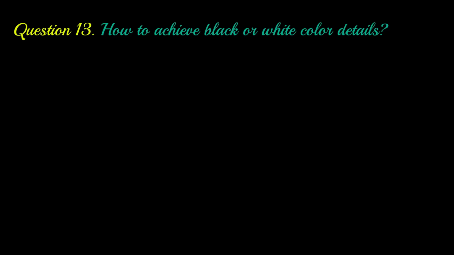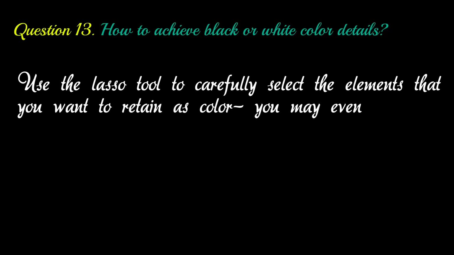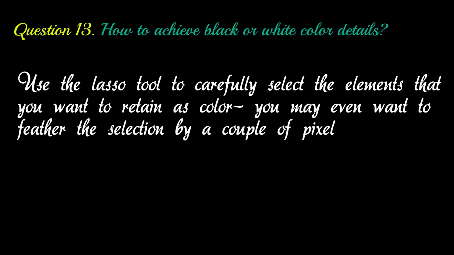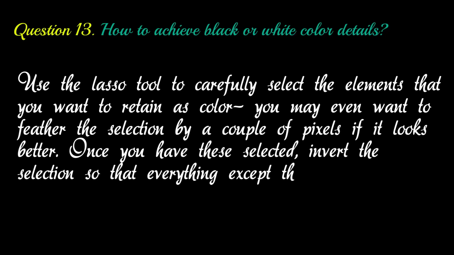How do you achieve black and white with color detail? Answer. Use the Lasso tool to carefully select the elements that you want to retain as color. You may even want to feather the selection by a couple of pixels if it looks better. Once you have these selected, invert the selection so that everything except the eyes and lips is selected, then desaturate the layer.